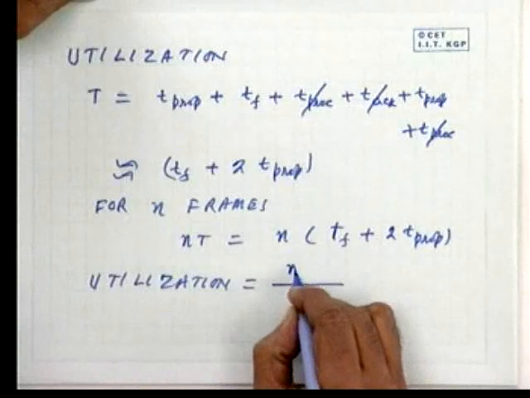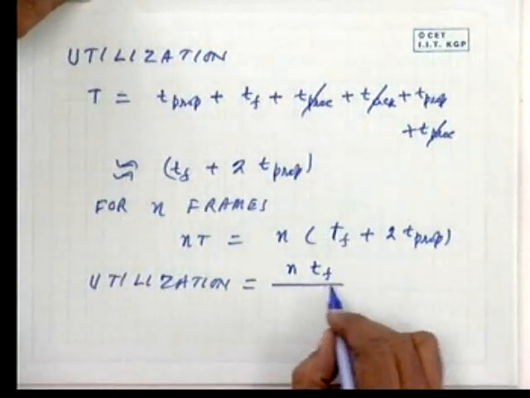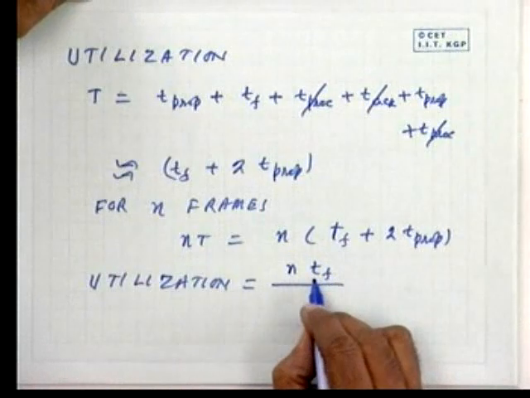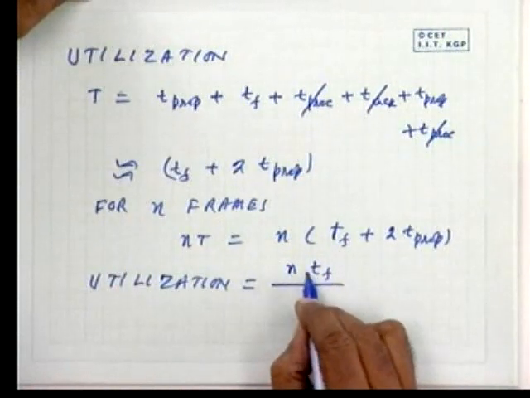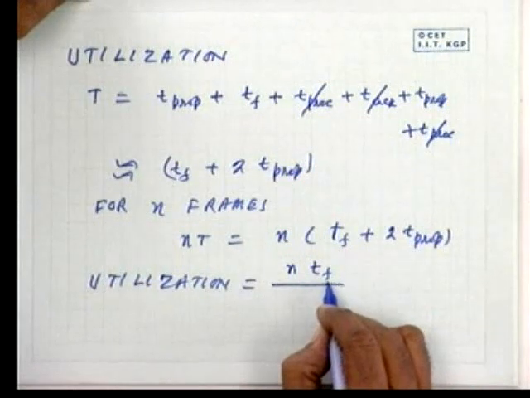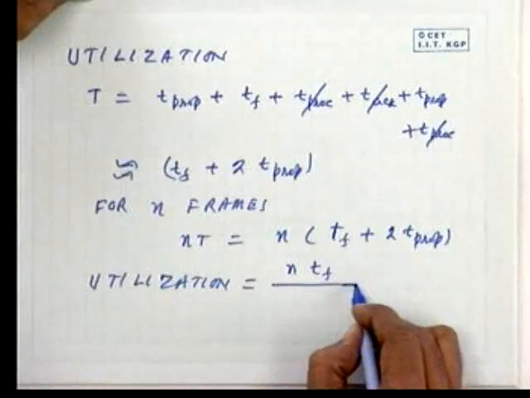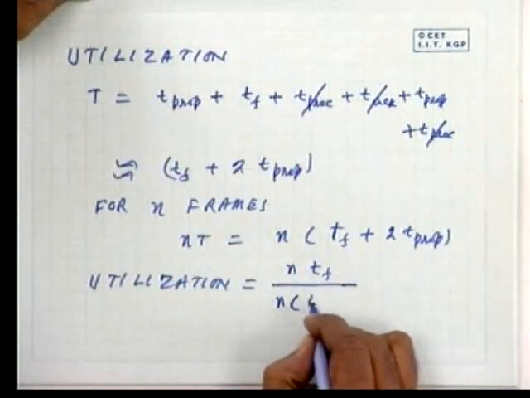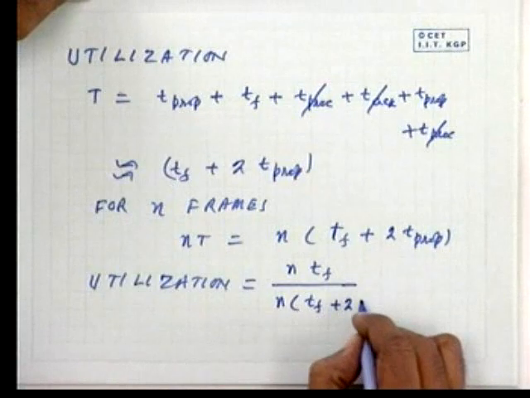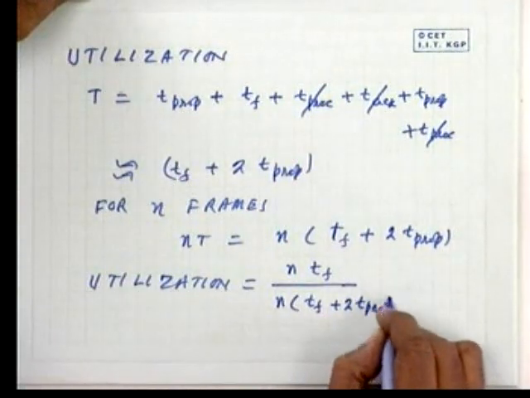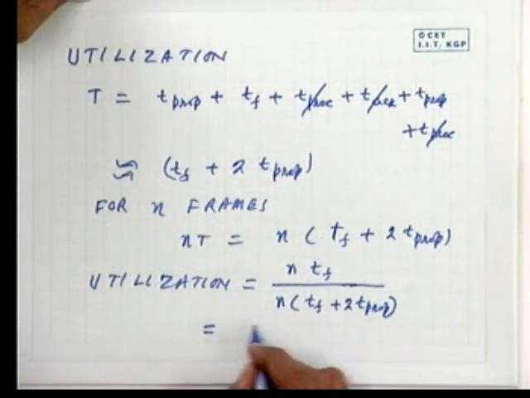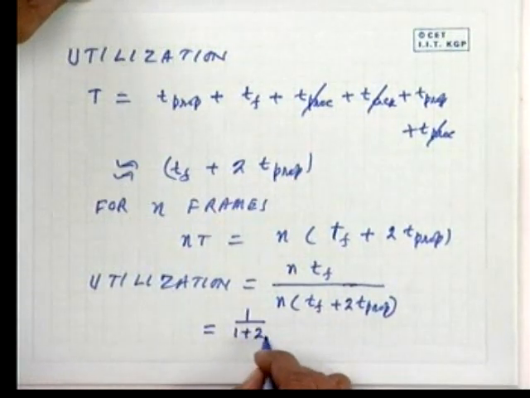is equal to, what is the total time needed to send n frames? That is equal to n into TF. For each frame will require transmission time of TF. So n into TF is the time required to send n frames. That is the actual time needed for transmission, but total time needed is n into TF plus 2 into T propagation, and this is equal to 1 by 1 plus 2a.